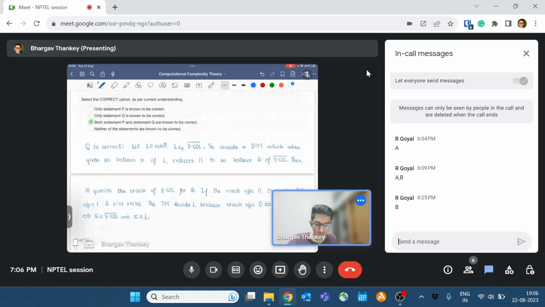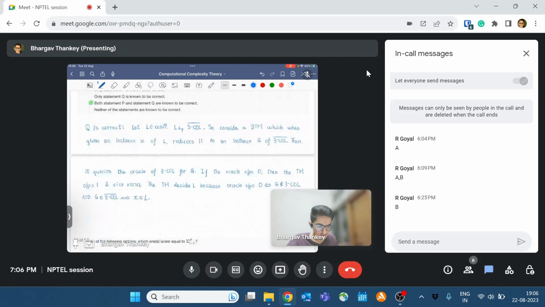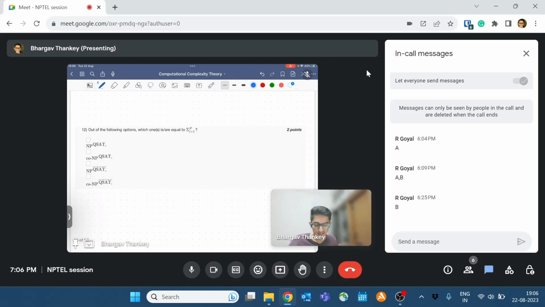Okay. So, is this problem clear? Yes, clear. Then we can move on to the next problem. The next problem is: out of the following options, which ones are equal to sigma i plus 1, NP to the Q set i, coNP to the Q set i, NP to the Q set i complement, and coNP to the Q set i complement? Which of these are correct?